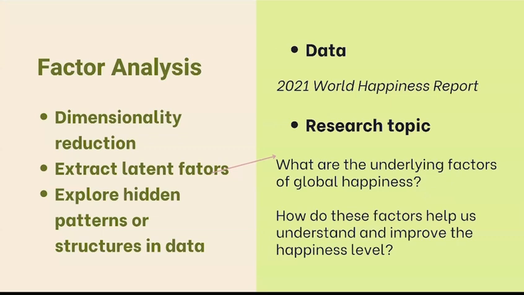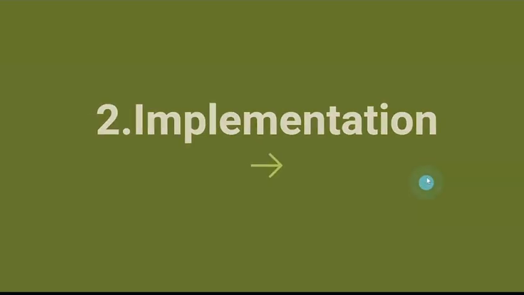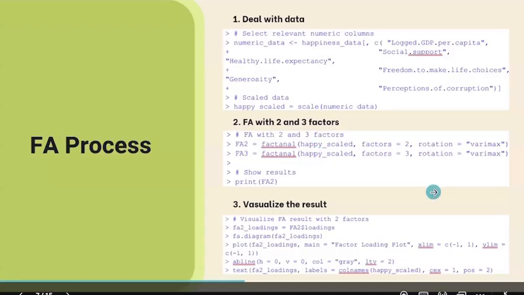The data will be the 2021 World Happiness Report, and we will focus on 2 main questions. First, what are the underlying factors of global happiness? And second, how do these factors help us improve the happiness level? Let's get into the implementation part. So we have 6 variables in the dataset, which are log GDP per person, social support, healthy life expectancy, freedom to make life choices, generosity, and perceptions of corruption. Each of the variables' meaning is listed here.